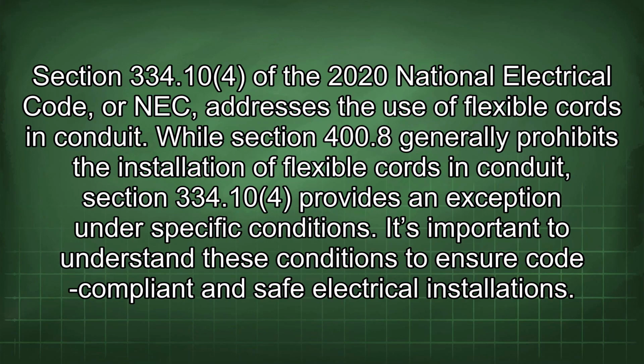Section 334.10 of the 2020 National Electrical Code, or NEC, addresses the use of flexible cords in conduit, while Section 400.8 generally prohibits the installation of flexible cords in conduit. Section 334.10 provides an exception under specific conditions. It's important to understand these conditions to ensure code-compliant and safe electrical installations.